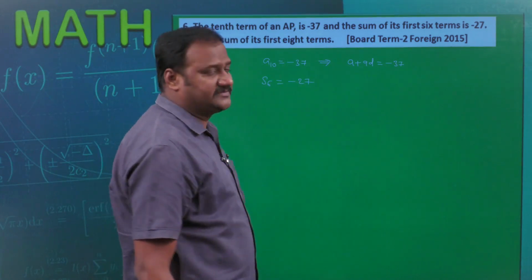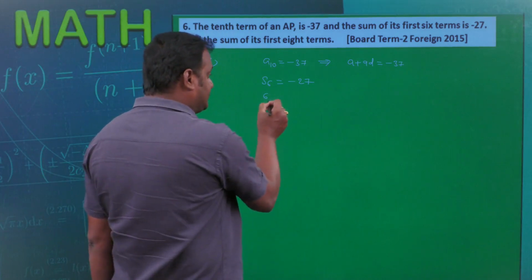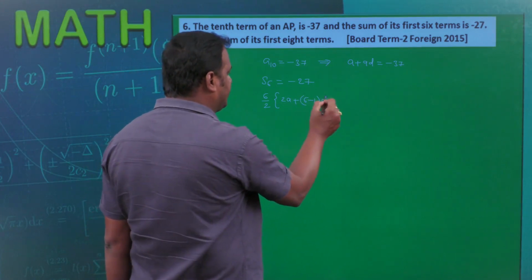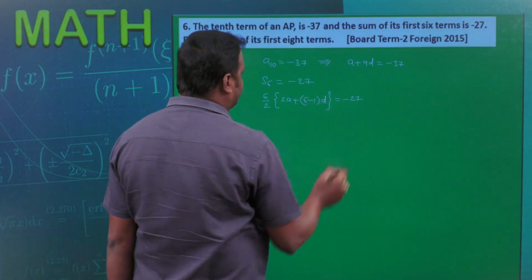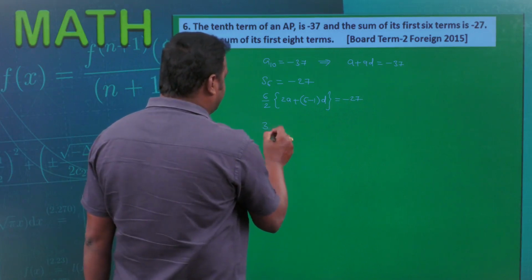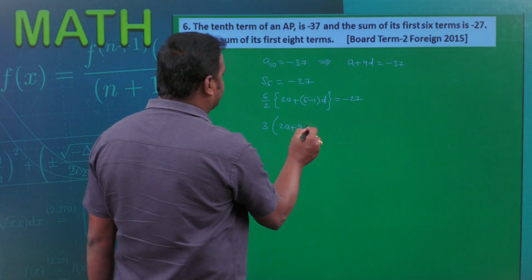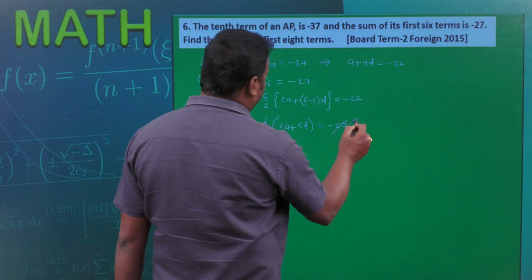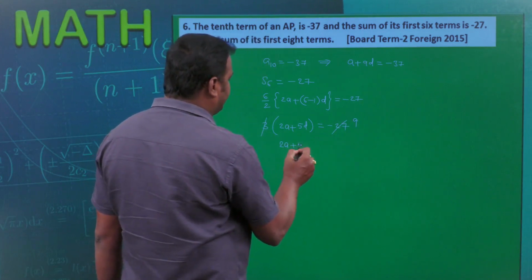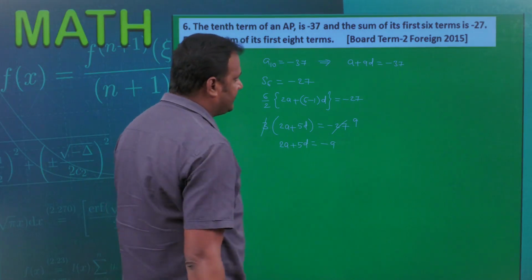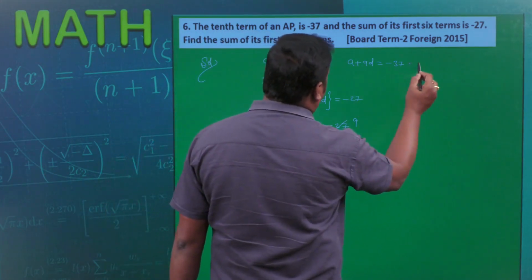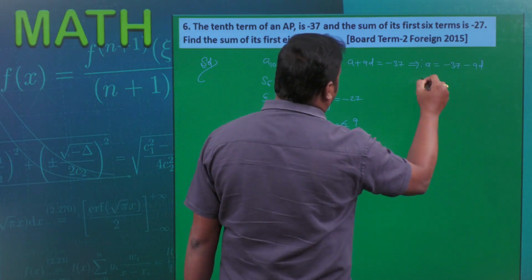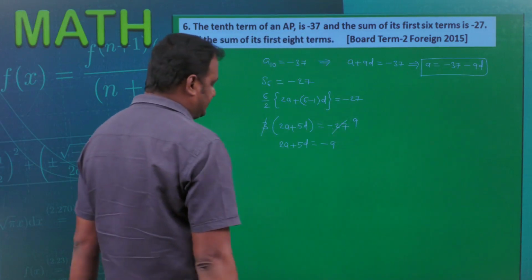What is the formula for the sum of 6 terms? That is 6 divided by 2 into 2a plus 6 minus 1 into d is equal to minus 27. So 6 by 2 is equal to 3 times 2a plus 6 minus 1, which is 5d, is equal to minus 27. You can say 3 nines are 27. So that 2a plus 5d is equal to minus 9. See here, this is a plus 9d is equal to minus 37. From this, a is equal to minus 37 minus 9d. Right? A equal to minus 37 minus 9d.